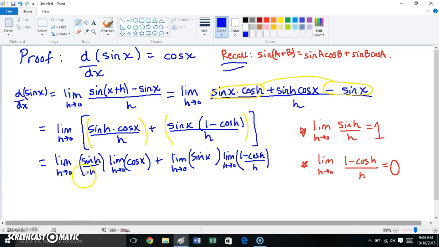All right, and we are going to let h go to 0. So the limit of sine of h over h as h goes to 0 is 1. The limit of the cosine of x as h goes to 0, this does not have an h in it, so its limit is the cosine of x. The limit of the sine of x as h goes to 0 is the sine of x. And the limit of 1 minus cosine h over h is 0. When we simplify, we get the derivative is the cosine of x.